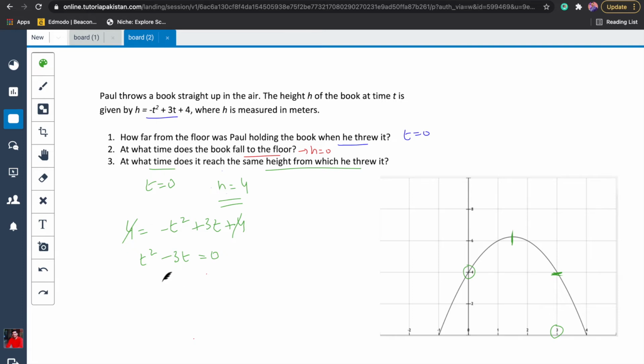Please never cancel t out. Whenever you have a quadratic equation, you must get two answers. Please remember. Let's take t common. What do we get? t times (t minus 3) equals 0. So one answer is 0. That is something we already know. And the other answer is t equals 3. This is our answer, the time it reaches the same height from which Paul threw the book. That is 3.